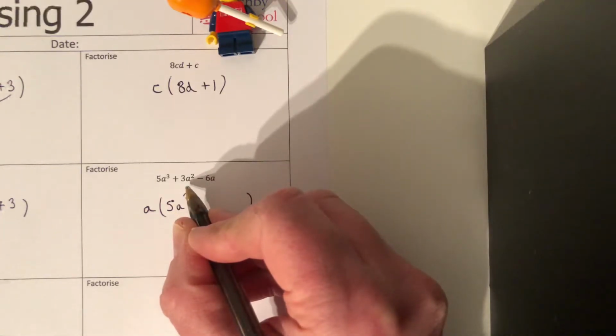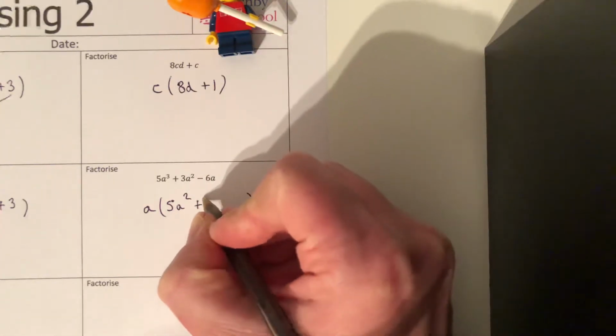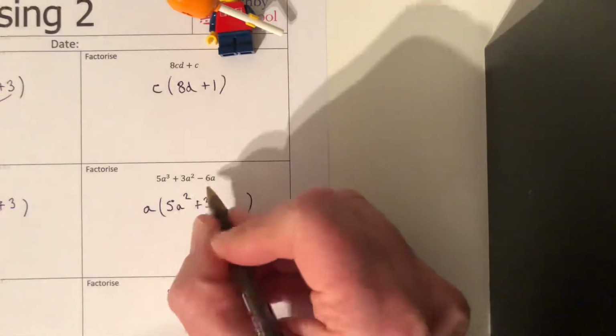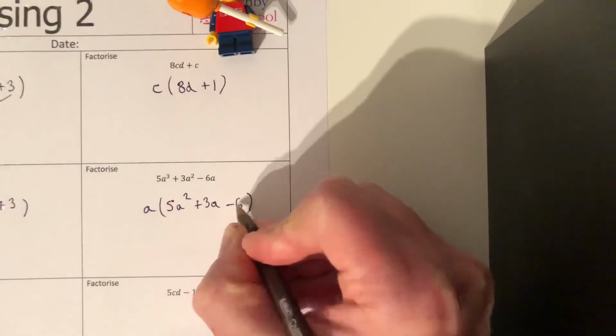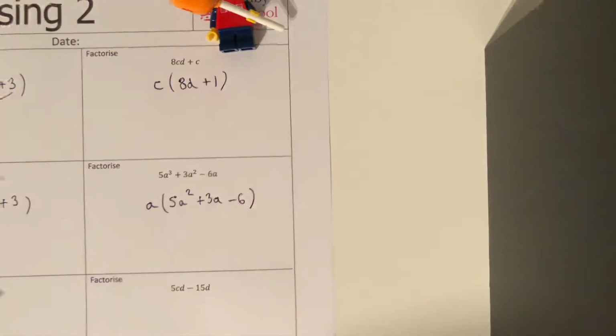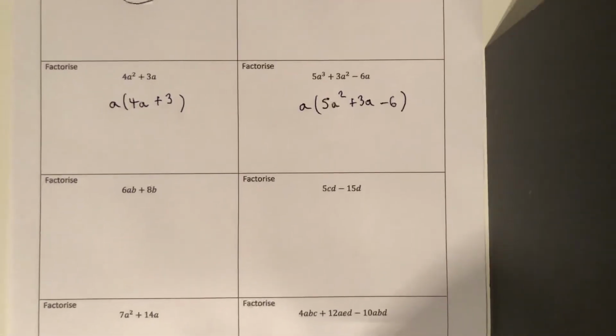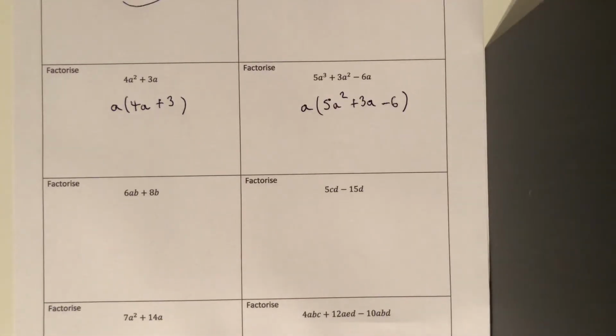A times what is 3a squared? Well, we can see the 3. We'll need another a though, because a times a is a squared. And last but not least, a times what is minus 6a? Minus 6. So what we've done is we've pulled out that a because it was the common factor from the 3 pieces.